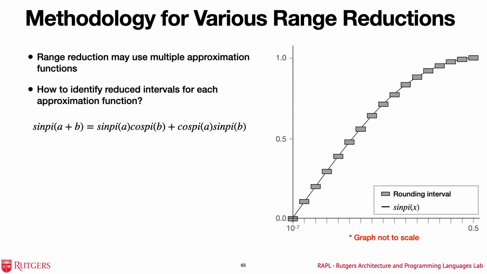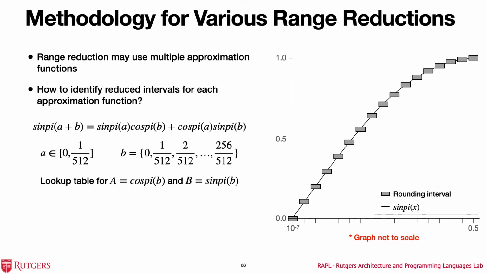We can split the input x into a plus b, where a is a continuous variable ranging from 0 to 1 over 512, and b is a discrete variable where the values are a multiple of 1 over 512. Since there are exactly 257 values for the discrete variable b, we can create a lookup table for cosine pi of b and sine pi of b. Then sine pi of x can be computed with a times sine pi of a plus b times cosine pi of a.